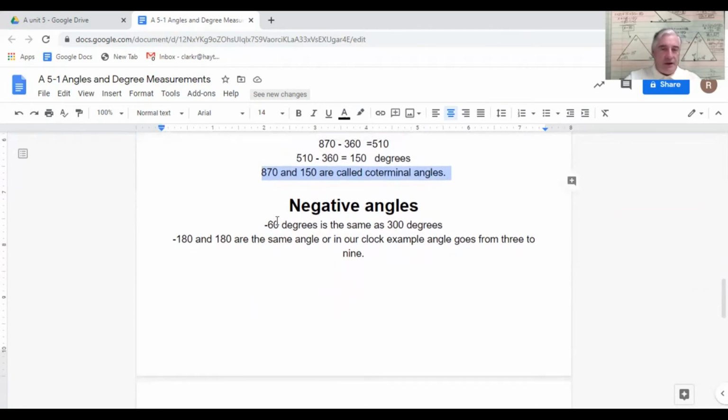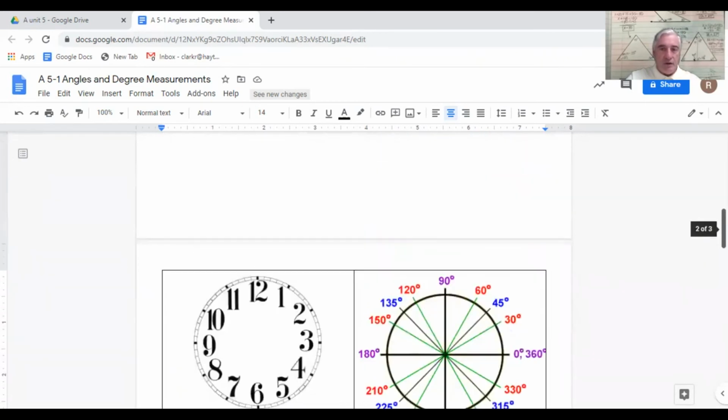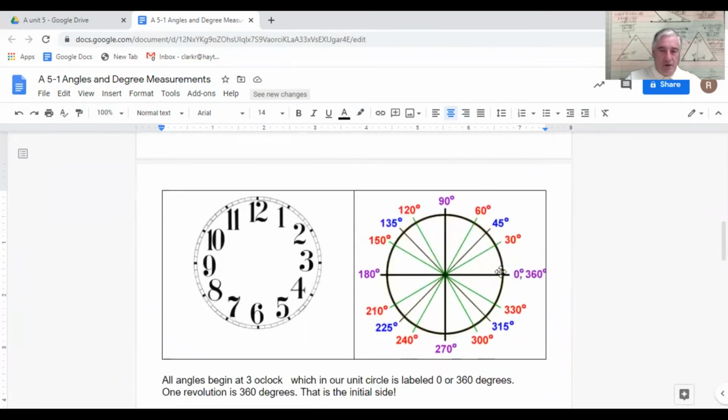When we come to negative angles, 60 degrees negative is the same as 300 positive. If we go to 0 and we go negative 60 degrees, we're at 300 degrees positive. The initial angle is still at 0. The terminal angle is at 300, but if we come from 0 to 300 the negative way, that would be a negative 60 angle. Same thing, your angle is going to be right here.